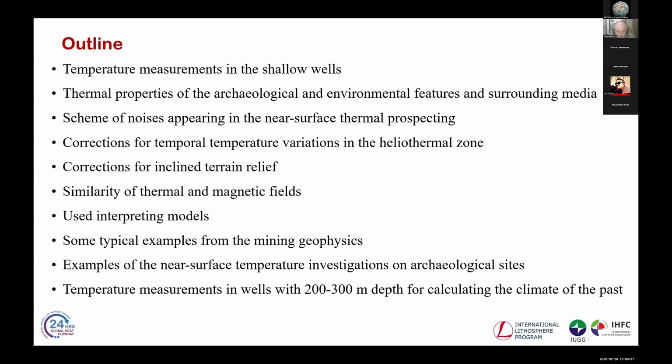Outline. Temperature measurement in the shallow wells, thermal properties of the archaeological and environmental features, scheme of noises appearing in the near surface thermal prospecting, correction for the temporal temperature variation in the heliothermal zone, correction for the inclined terrain relief, similarity of the thermal and magnetic field, interpreting models, some typical examples from the mining geophysics using the near-surface temperature analysis, examples of the near-surface temperature investigation on archaeological sites, and temperature measurement in well with a 200-300 depth for calculating the climate of the past.